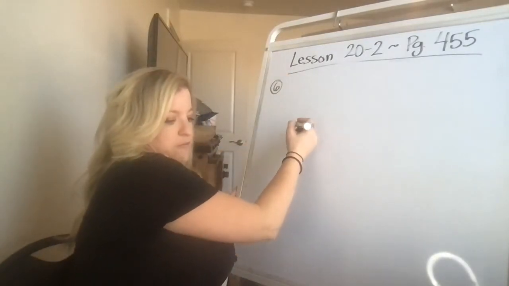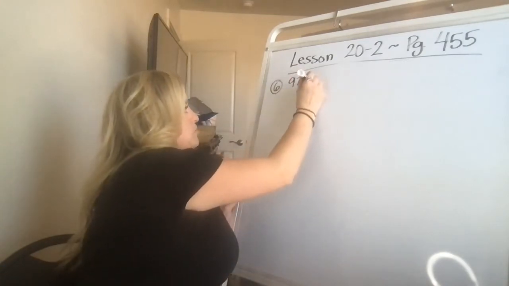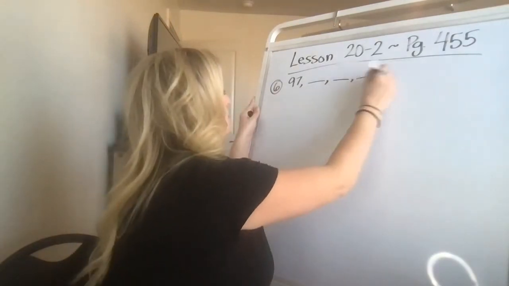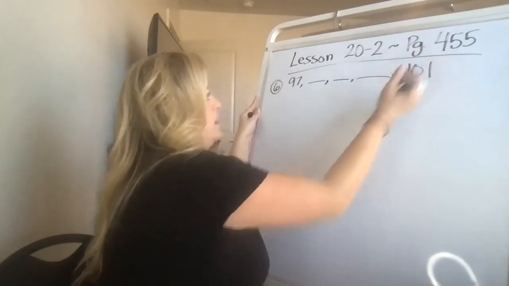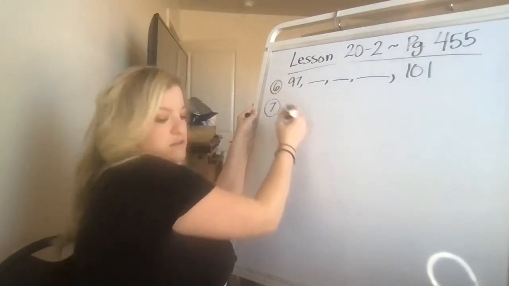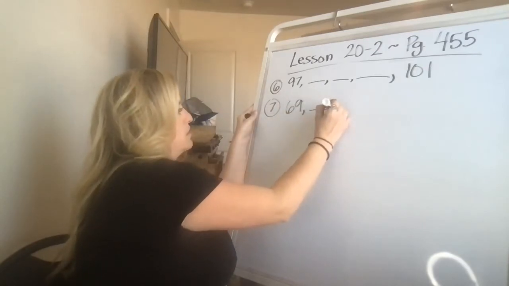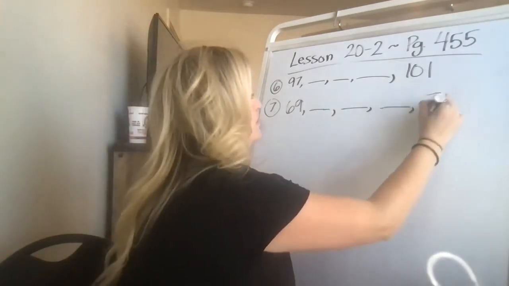You're counting by ones, okay? So you have 97, blank, blank, blank, and then you get 101. So go ahead and do that one. Number 7 is 69, blank, blank, three ones? Yep, and then 73.